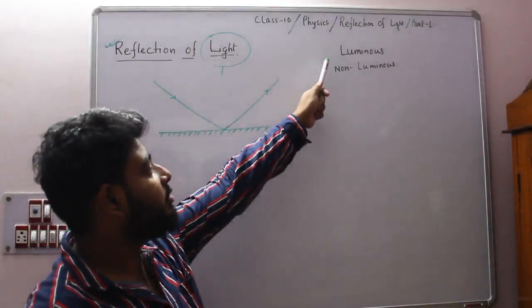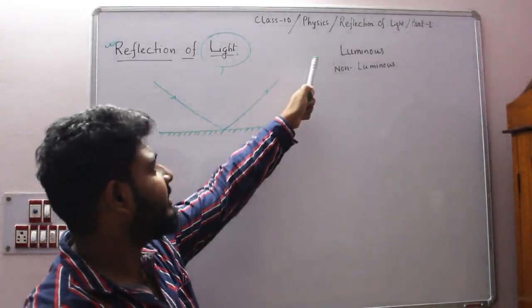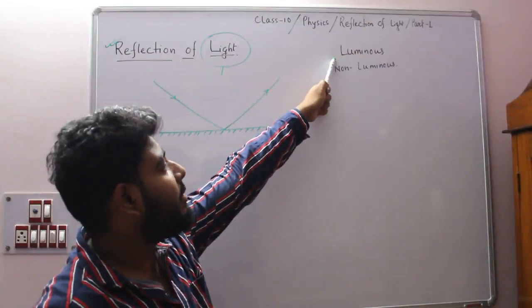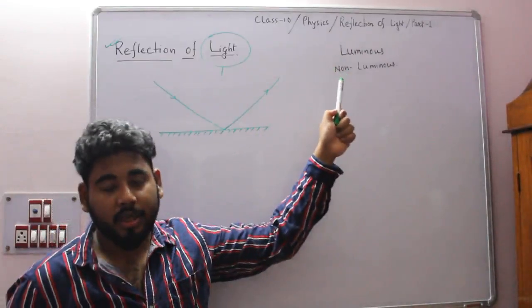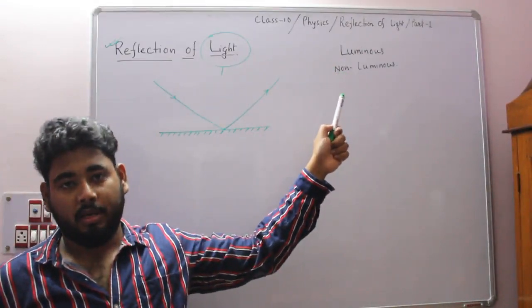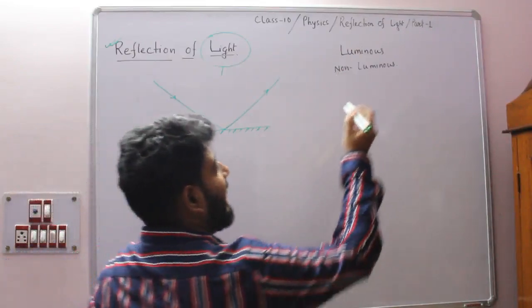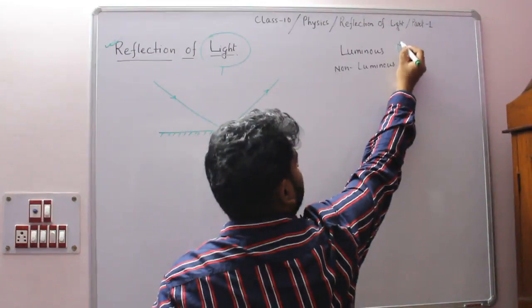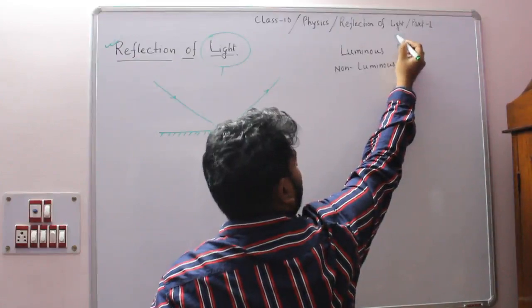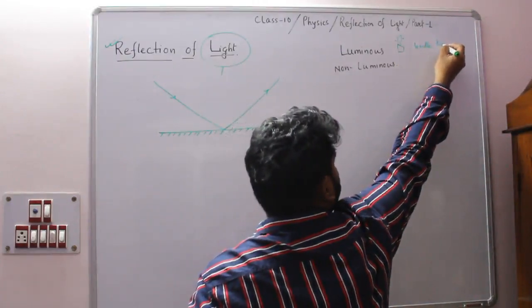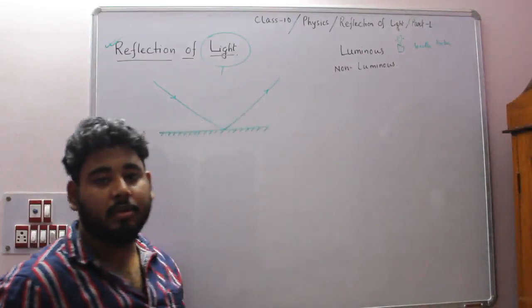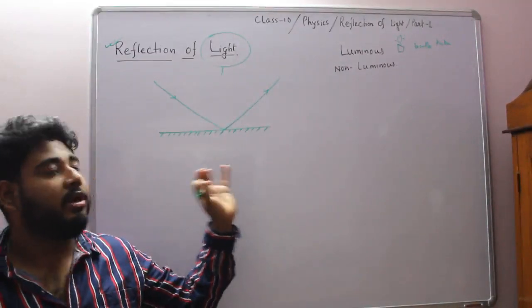We will be discussing two things. More things are there. So first, you tell me what is a luminous and non-luminous object. Luminous objects are those objects which can produce their own light, right? For example, a lit candle. What else can it be? Bulb. What else? Tube. These are all luminous objects. Why? Because they are producing light.